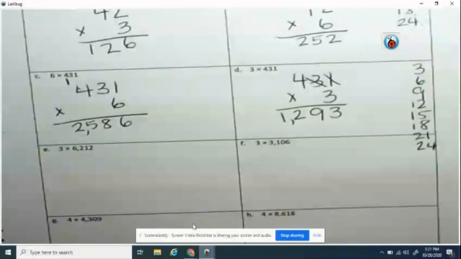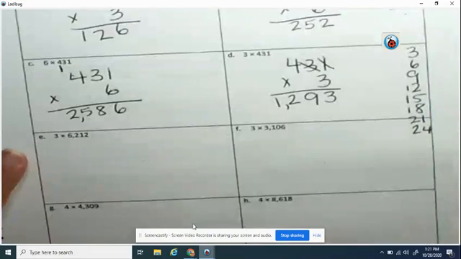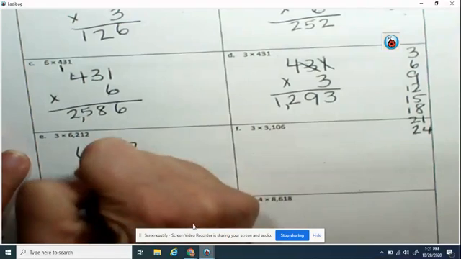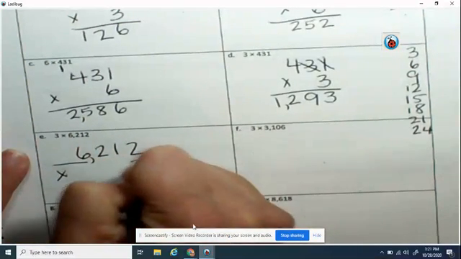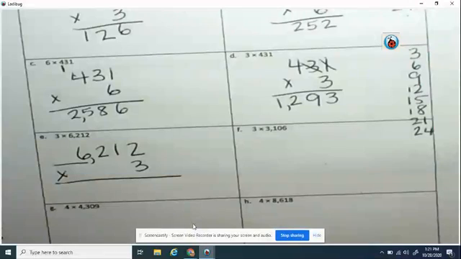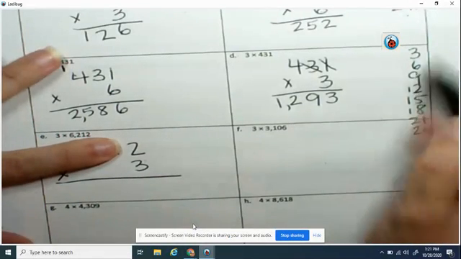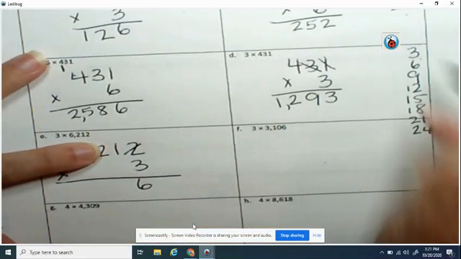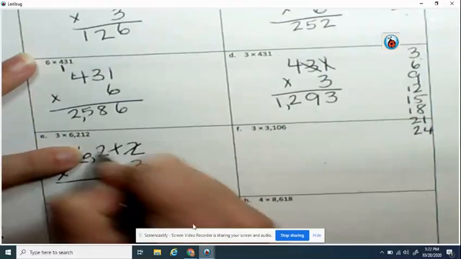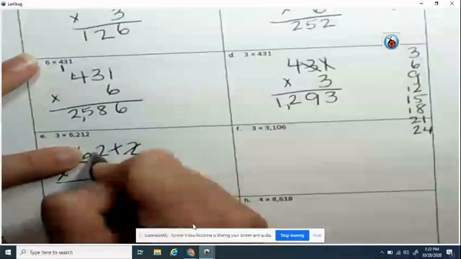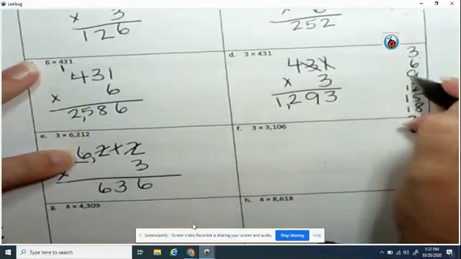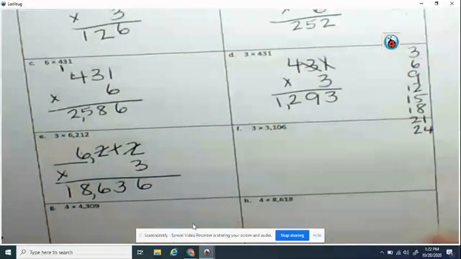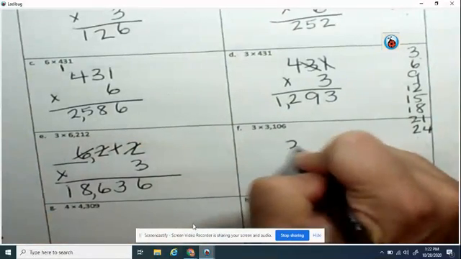1,293. All right. Now we're moving to the thousands place. Don't be worried about the thousands place. It is no different than the hundreds place. You just have one more place value to go. Okay, so we're going to cross off again. 2 times 3 is 6. 1 times 3 is 3. 2 times 3 is 6. 6 times 3, 1, 2, 3, 4, 5, 6 is 18. 18,636.